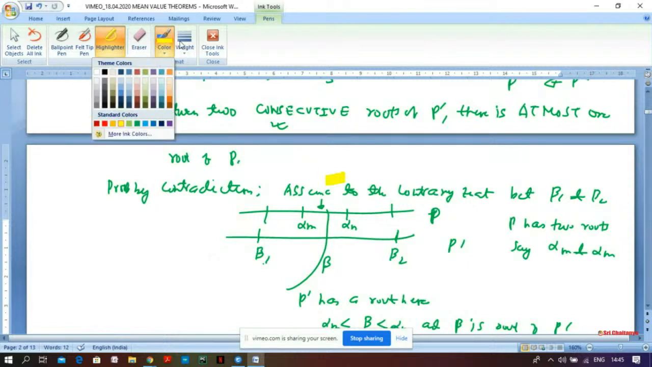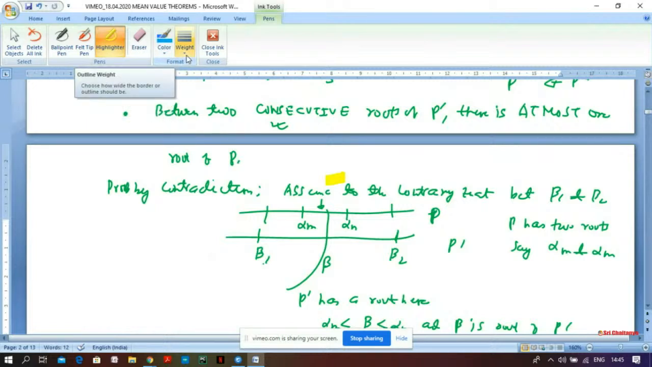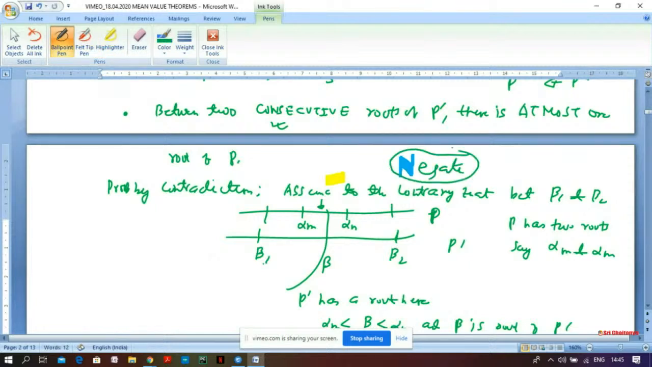So let me change the color and then write it somewhere. You are saying just negate that. Once you negate that, somebody is claiming that there is at most one root. You say no, no, no, you are not telling the truth. Means negate it. Say not at most one, but two, at least two. So you are saying okay.